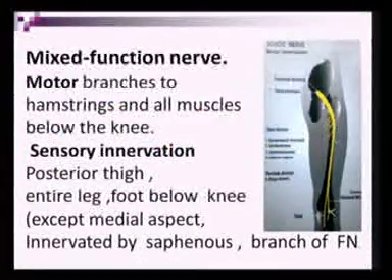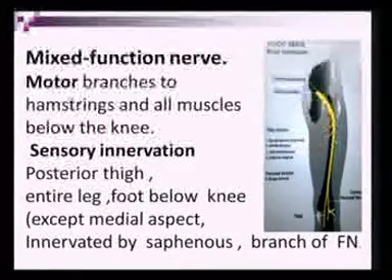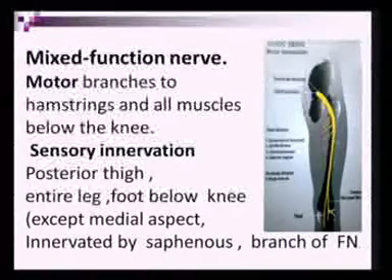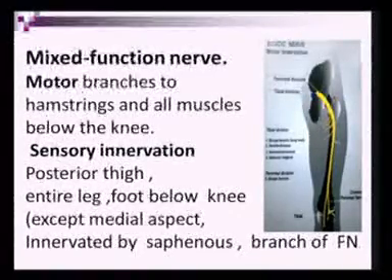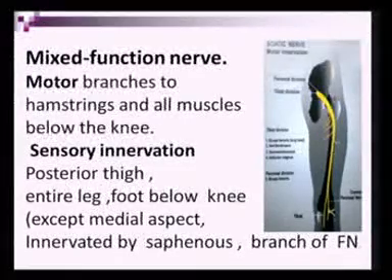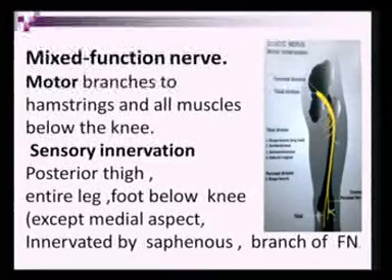To summarize, it is a mixed function nerve with motor branches to the hamstrings and all muscles below the knee, and sensory innervation to the posterior thigh, entire leg and foot below the knee, except the medial aspect, which is innervated by the saphenous branch of the femoral nerve.